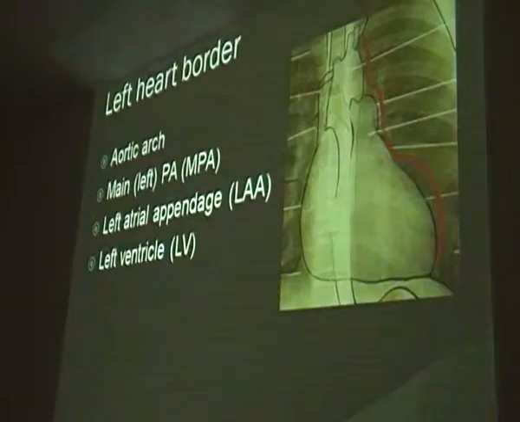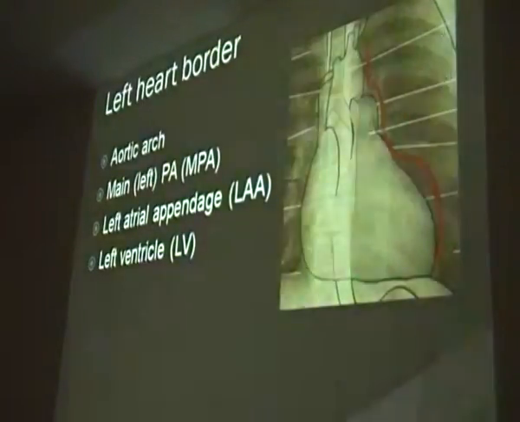Oh, sorry, right. Then for the left heart border, first we can see the aorta here, the aortic arch. Then you can see the so-called left pulmonary artery, or the main pulmonary artery. Then you can see a small left atrium, or the more correct term is left atrial appendage. Then you can see our left ventricle.